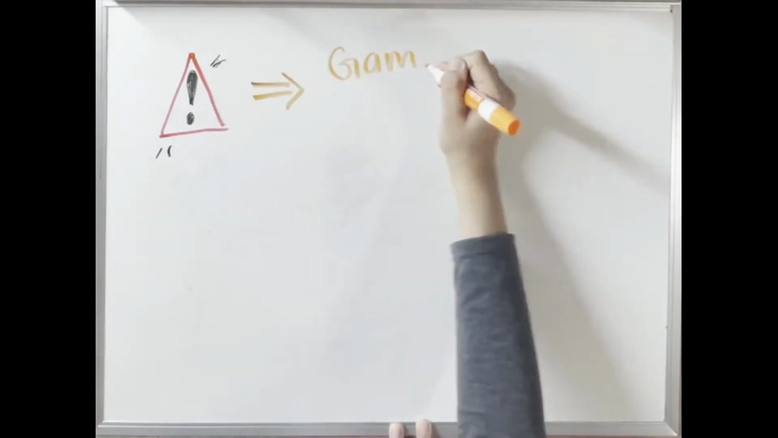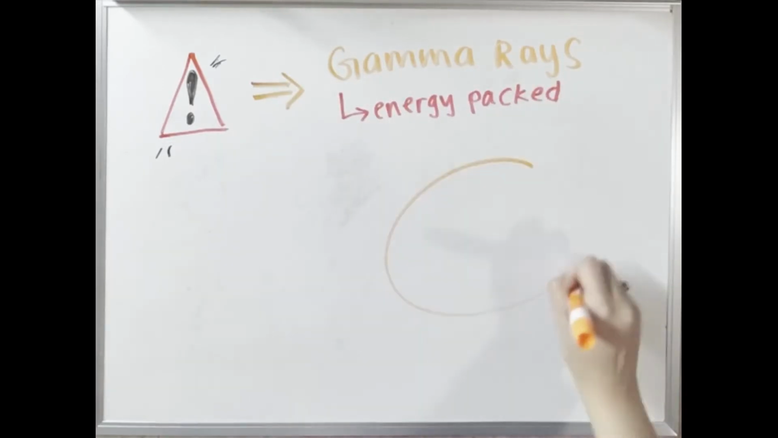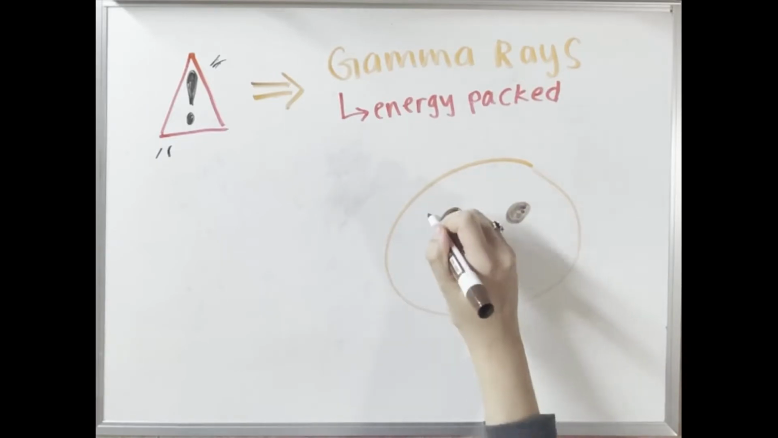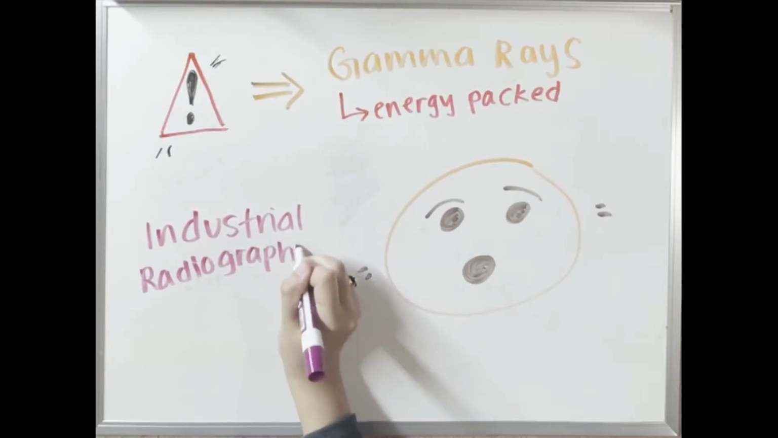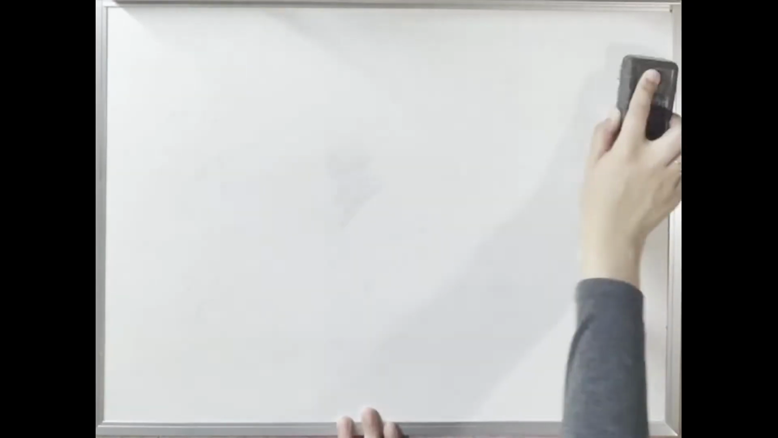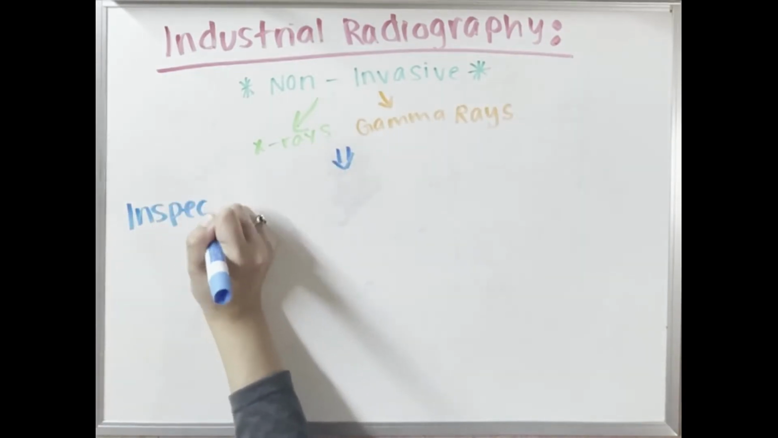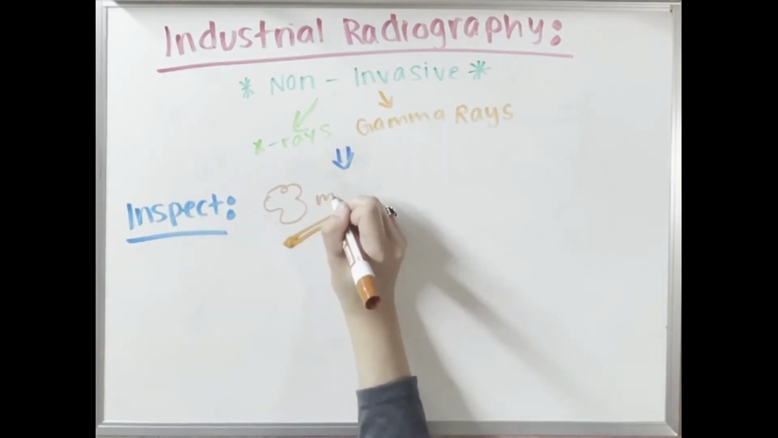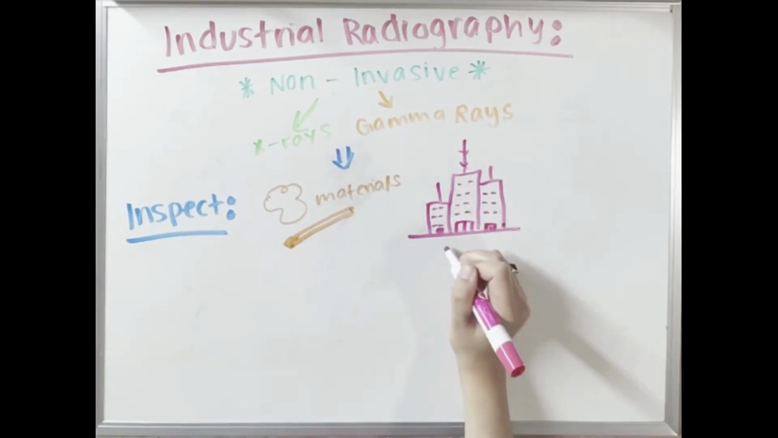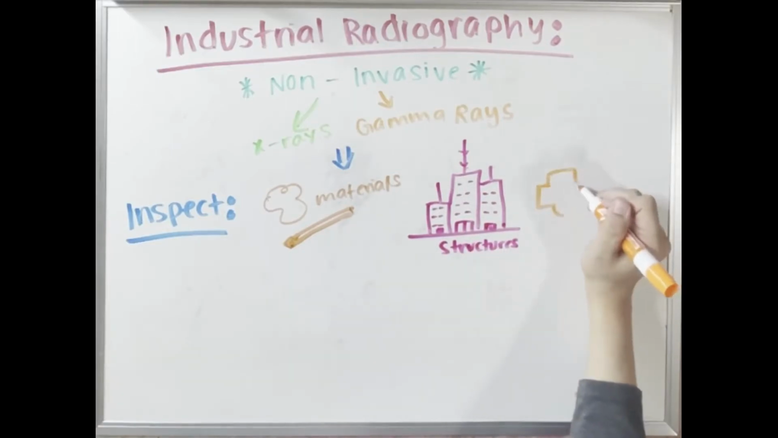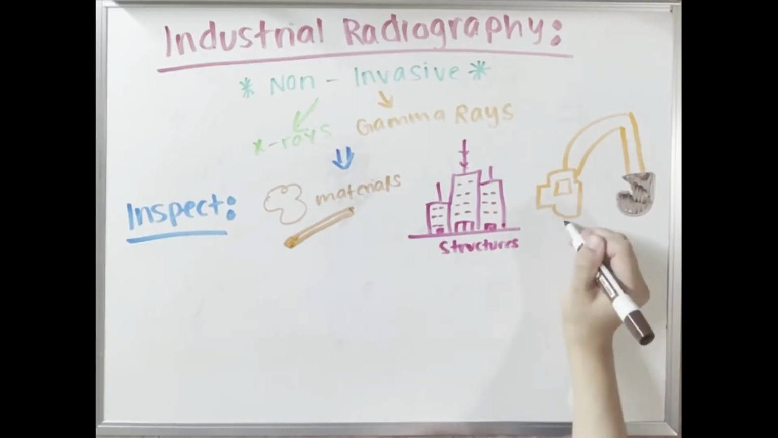Danger is often the first word that comes to mind when gamma rays are mentioned, but the intense, energy-packed rays also have a surprising application: industrial radiography. Industrial radiography is a non-invasive inspection method that utilizes high-energy gamma rays and X-rays to inspect materials, structures, and machinery.